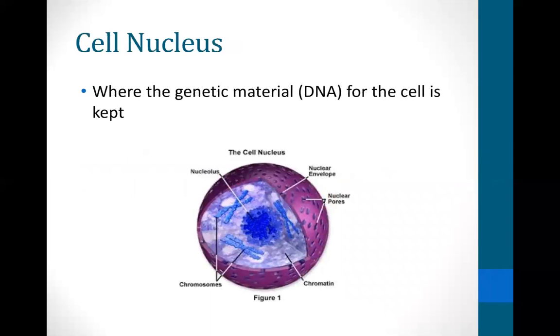Cell nucleus. This is where the DNA is stored. And the DNA is the code book that contains directions for making substances that the cell needs. So specifically, the DNA tells us how to make proteins and which amino acids to put in which order to make those proteins.